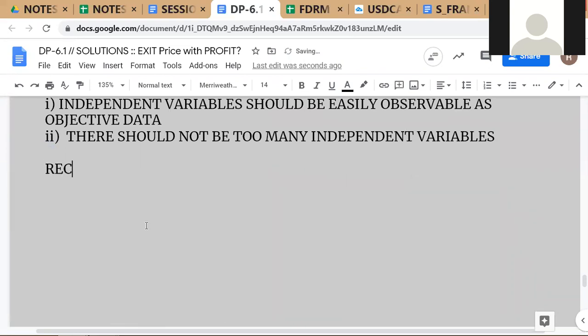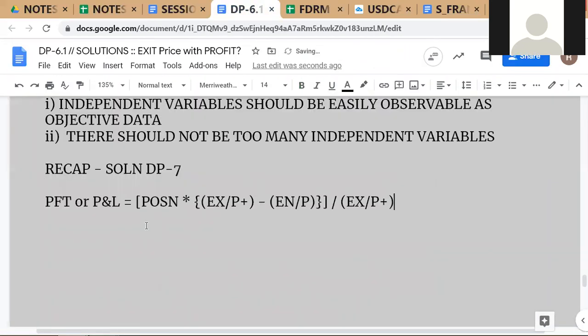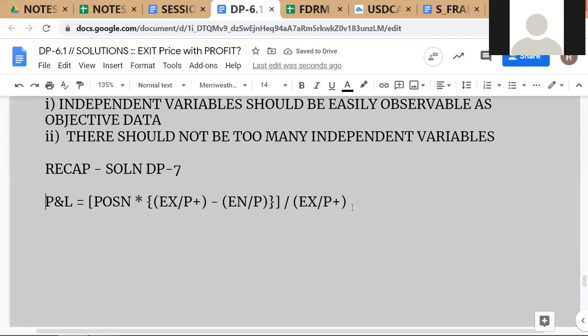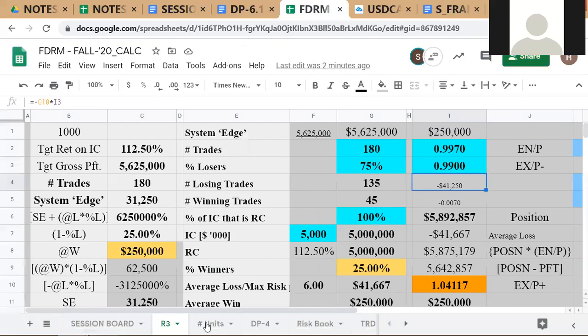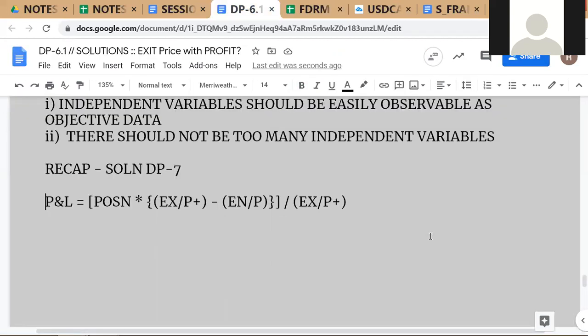Recap solution DP7. All right, DP7. Okay. Call it PNL here. Position times this. What we are recapping is this exercise. So what we did here is this.